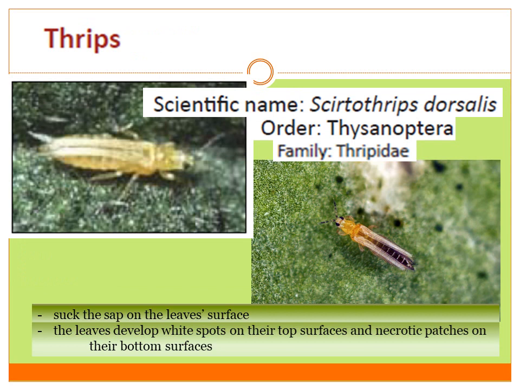Next is the thrips, the Scirtothrips dorsalis. This is a very common pest especially in vegetables. So both the nymphs and adults of the insect suck the sap on the leaf surface. As a result, the leaves develop white spots on their top surfaces and necrotic patches on their bottom surfaces.